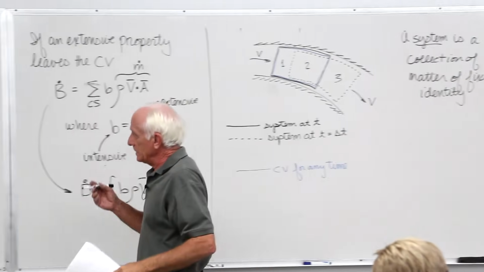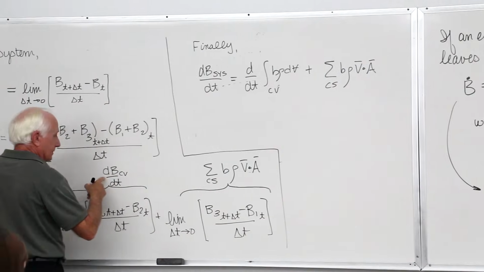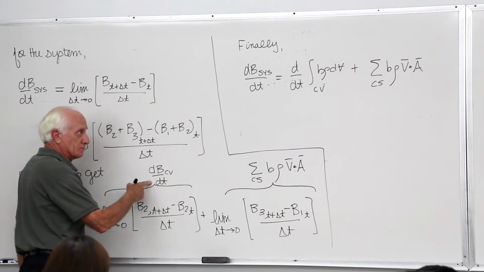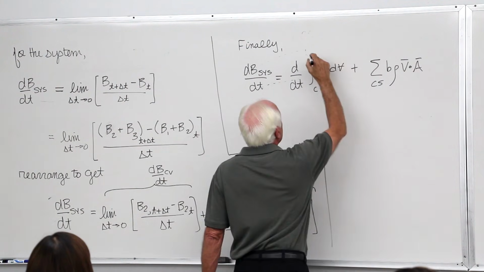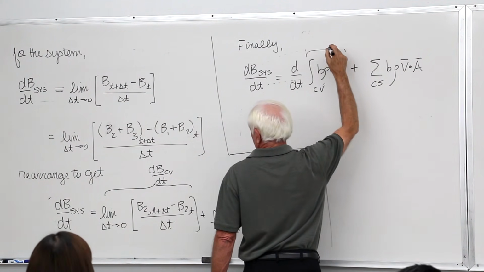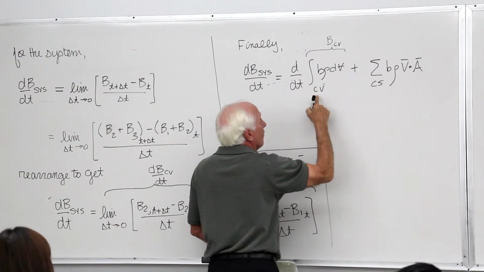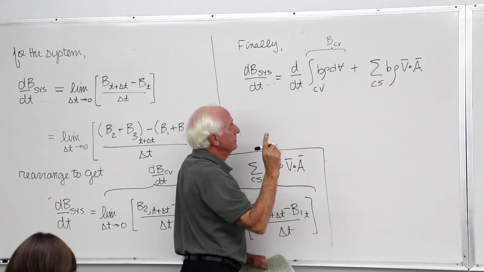Okay, now we did this term right here. This is the amount of B in the control volume, the change of it with respect to time. This is B in the control volume. Integrate over the control volume. Let's see what the integration is.